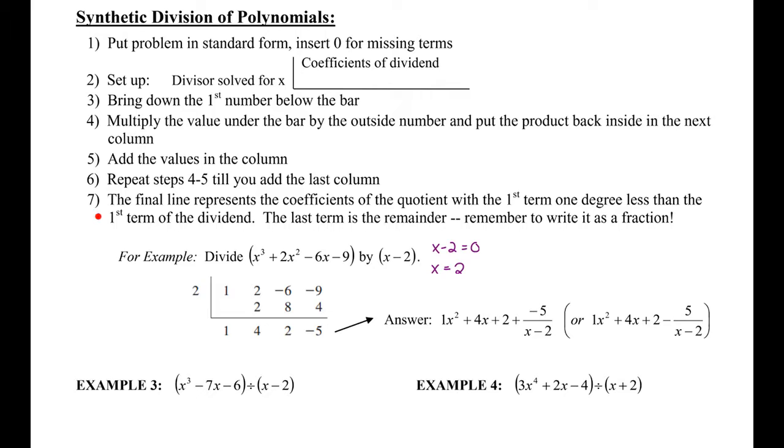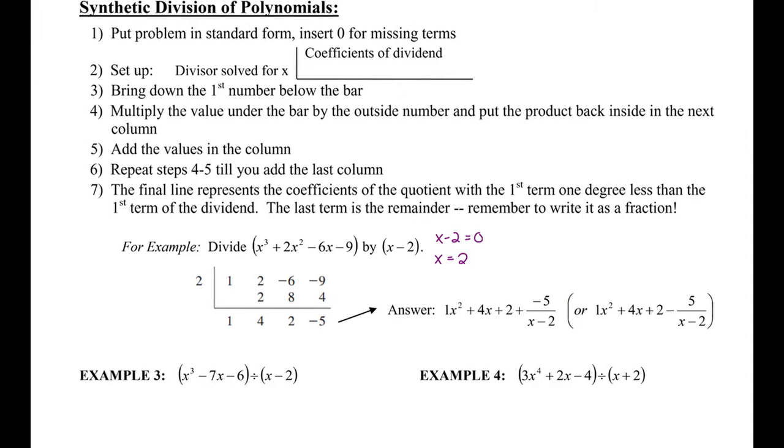The final line represents the coefficients of the quotient. You're going to start the first term 1 degree less than the first term of the dividend. So if I start with an x cubed, my answer is going to start with an x squared. So I get 1x squared plus 4x plus 2, and negative 5 makes up my remainder, again written as a fraction. Let's look at this with example 3.